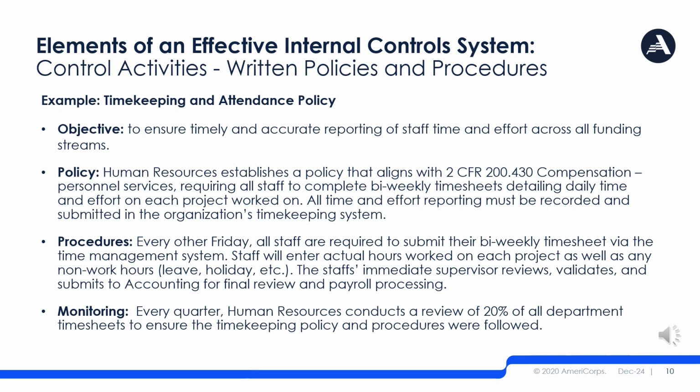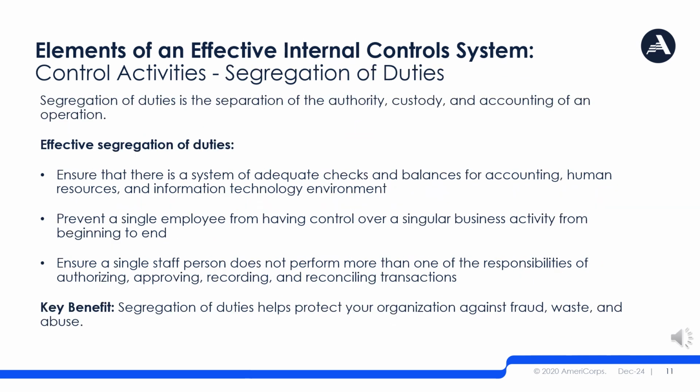Another key component of the process should include monitoring for compliance with the established policy and procedures. An example of monitoring, for example, in a timekeeping situation would be that every quarter Human Resources conducts a review of 20% of all department timesheets to ensure the timekeeping policy and procedures were followed. As mentioned previously, creating segregation of duties is identified as a key element in creating effective internal controls. Segregation of duties is ensuring that no one person is in control of an entire process or in control of multiple steps in a process that are incompatible duties. The purpose of segregation of duties is to prevent errors and inappropriate actions such as fraud.